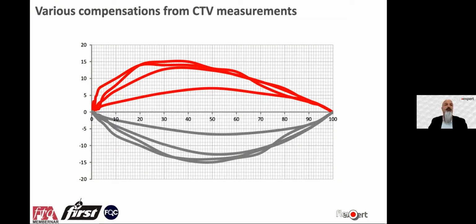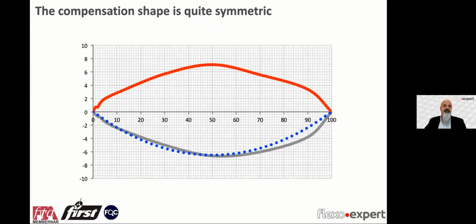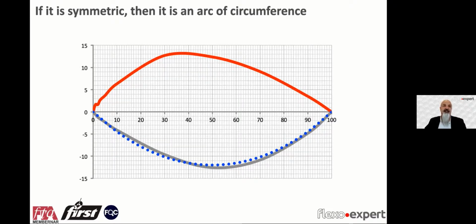When we look at the shape of these compensation curves, there is something really noticeable. They all share a rather similar aspect in common. They are all quite symmetrical, you see? Actually, the shape is not just symmetric, the shape is actually an arc of circumference. Don't be misled by the scale of the vertical axis, it is really an arc of circumference here.